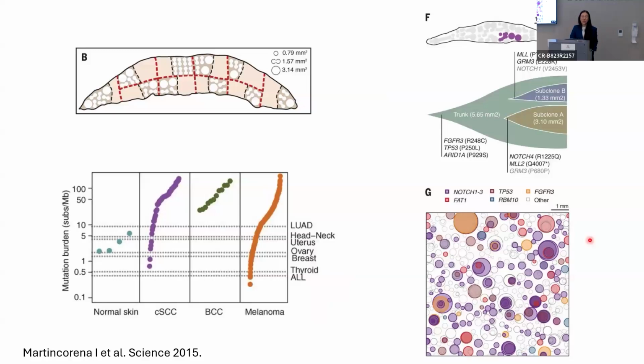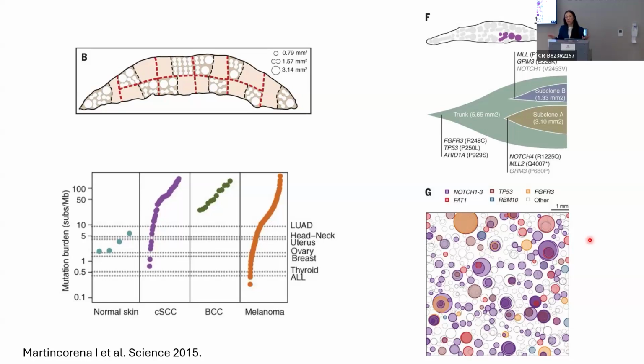Now, interestingly, there was a study looking at quote unquote normal skin. In this study, they took skin tissue from eyelid surgeries, blepharoplasties, and took small samples from the eyelid and sequenced those. And what they found was that there were these little clones within the skin.